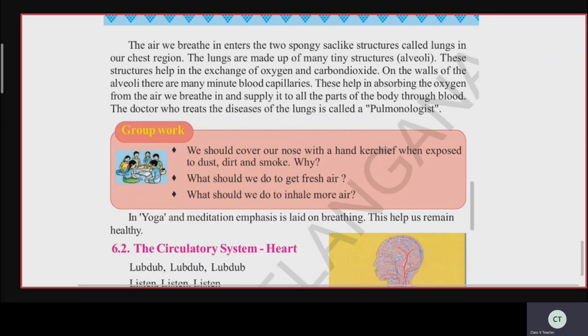What should we do to get fresh air? Yes, you have to go near the trees and take the fresh air, because the trees give us oxygen and take in the carbon dioxide. What should we do to inhale more air? Yes, what we have to do, inhale more air, children.